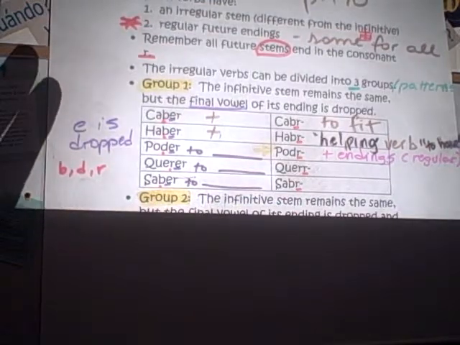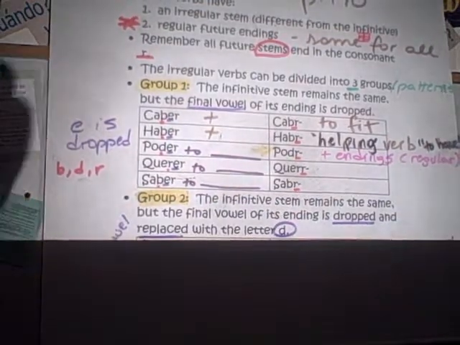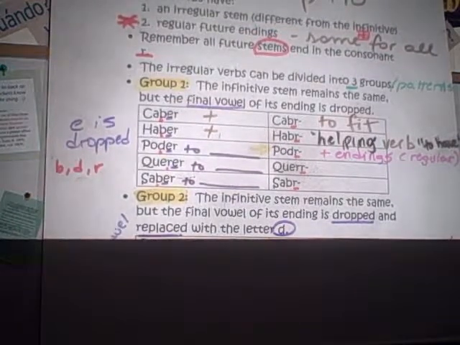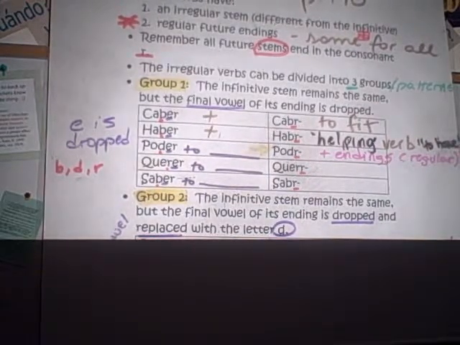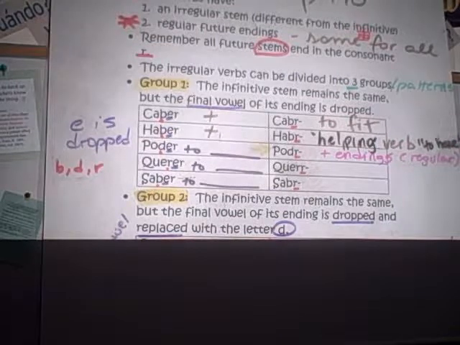Okay. Group 2, you're still going to drop that last vowel. But if you just drop it, it's going to be the same rule as group 1. So to make it a different group, or to see what these have in common, you're going to drop that last vowel, but you're going to replace it with a D. So it's not just dropping altogether.